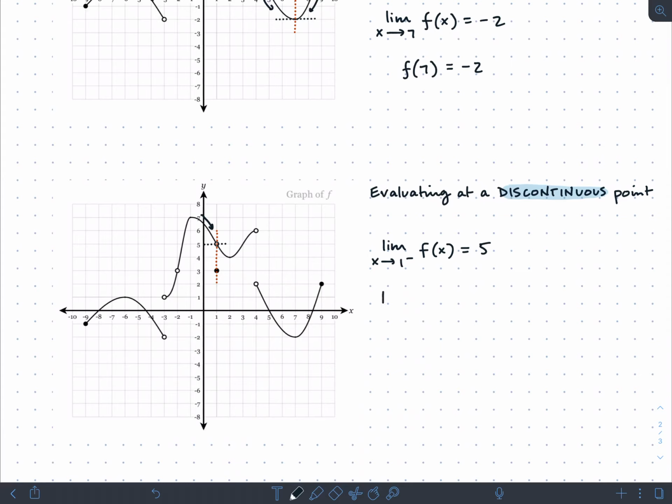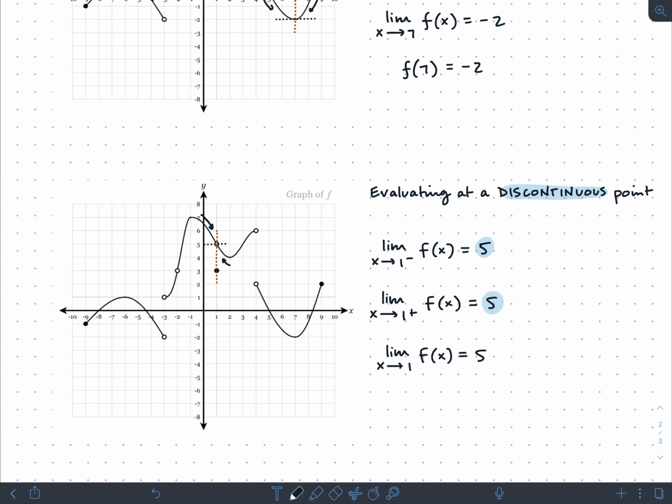Alright, how about my limit from the right? Looks like it's also approaching positive 5. So we said earlier, these two things are the same. Therefore, limit as x approaches 1 equals 5.